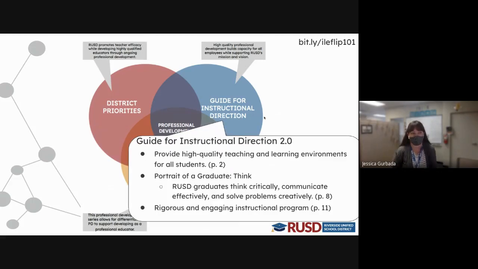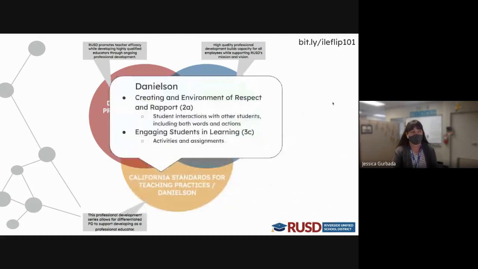If you look at the guide, something we've been asked to do is provide high quality teaching and learning environments for all students. Again, I feel that Flipgrid is one way to do that. And then we're asking our students to think critically, communicate effectively, and solve problems, and also provide rigorous and engaging instructional programs. So again, it's a way to get students talking and thinking and communicating, not only with you, but also with their peers.